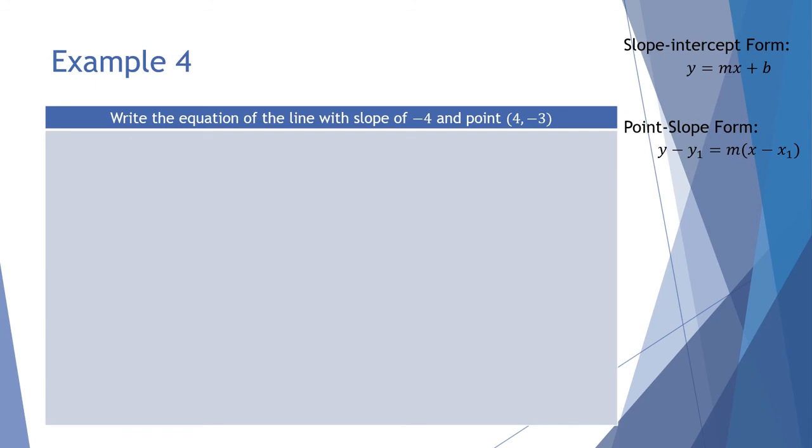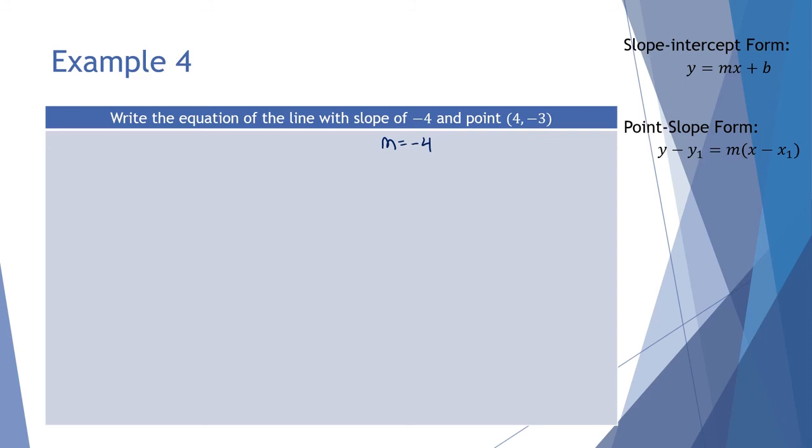So I'm going to start with an example: write the equation of a line with a slope of -4 and point of (4, 3). This example and the next example I have are going to be helpful for when you're working on the discussion. So here we're given the slope, so m is equal to -4.